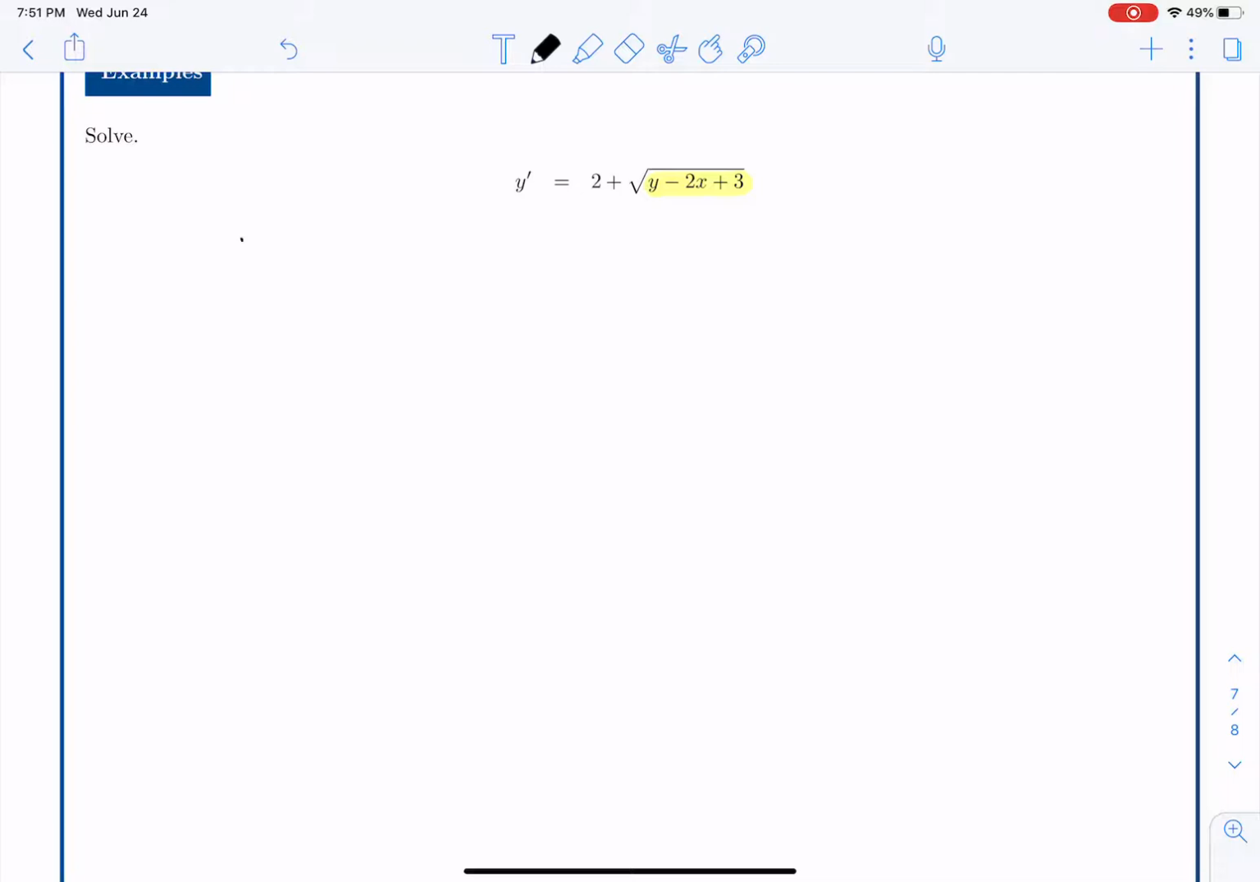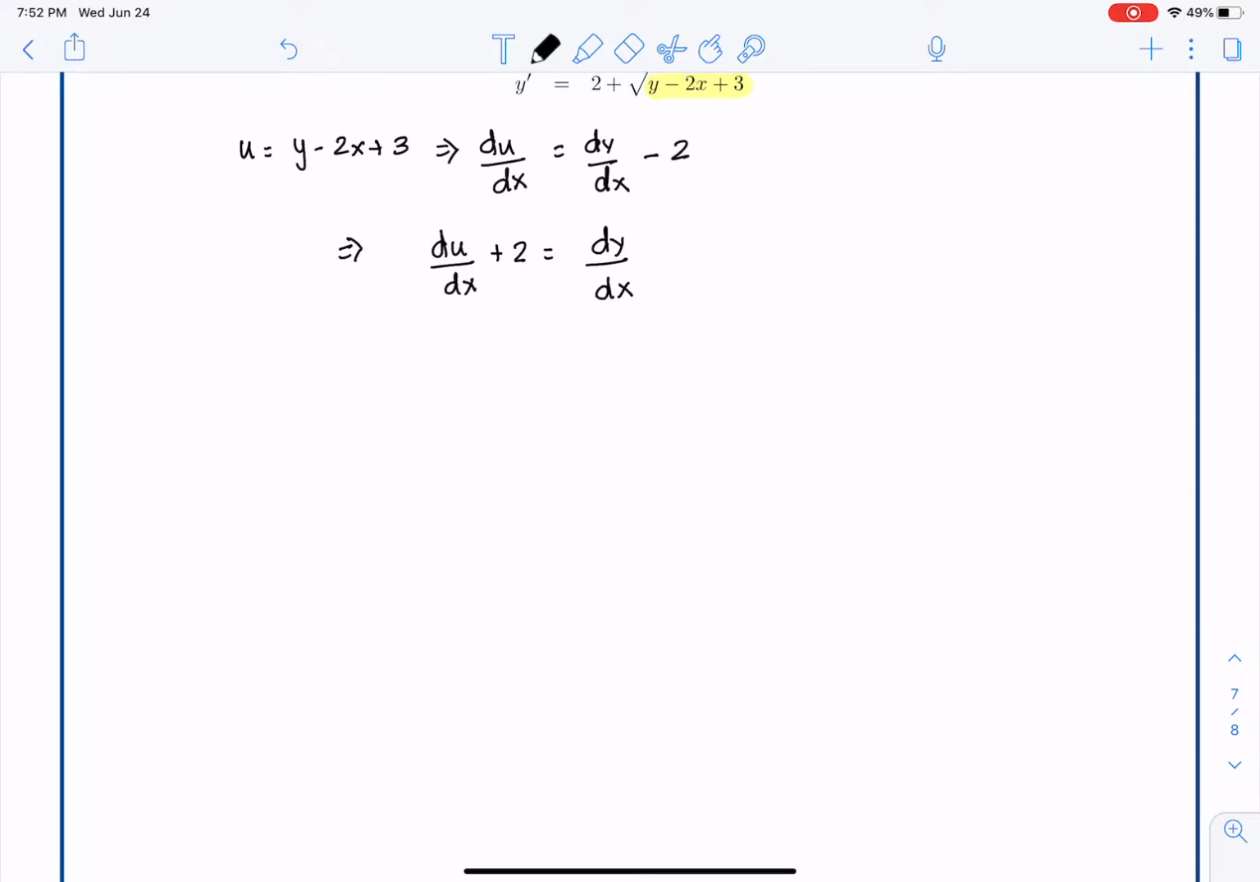So I am going to use my substitution u as y minus 2x plus 3, which would imply du over dx is dy over dx minus 2, which would mean du over dx plus 2 is equal to dy over dx. Now I could rewrite the original equation. So the original equation is y prime equals 2 plus square root of y minus 2x plus 3. Y prime is dy over dx, which I have to be equal to du over dx plus 2 equals 2 plus square root of u.